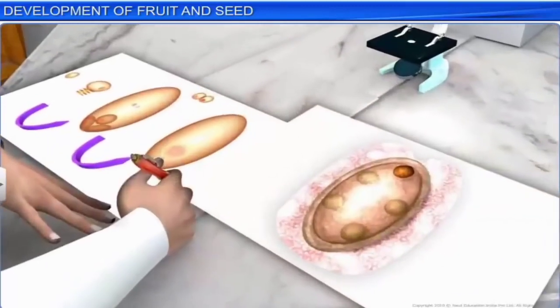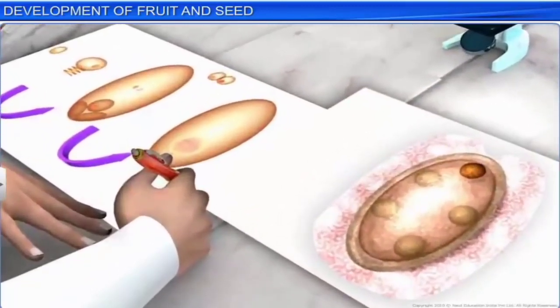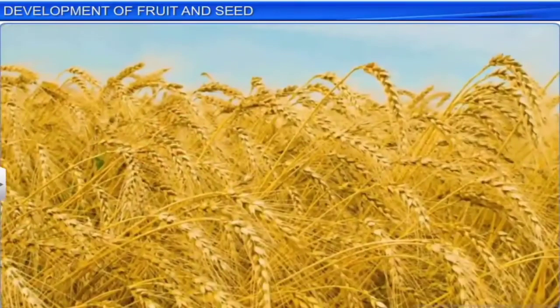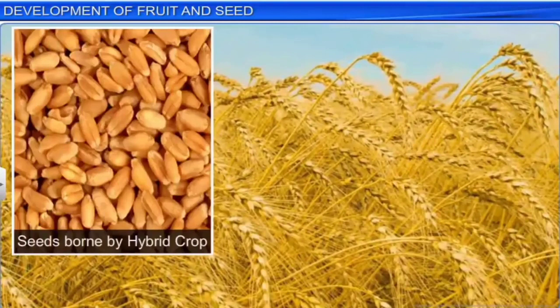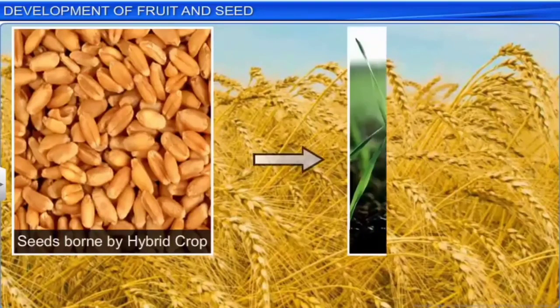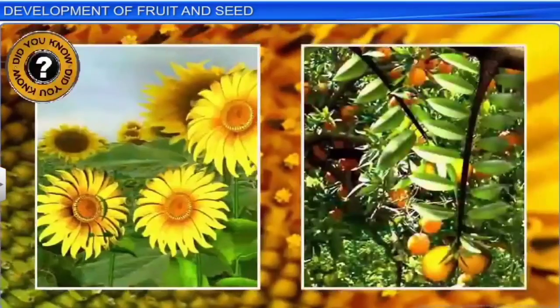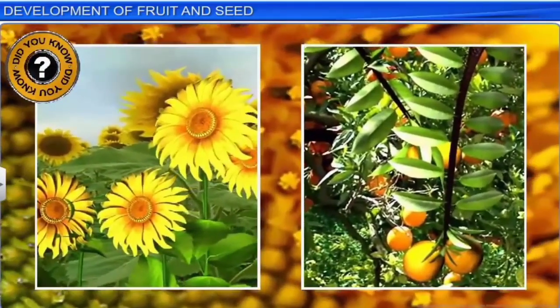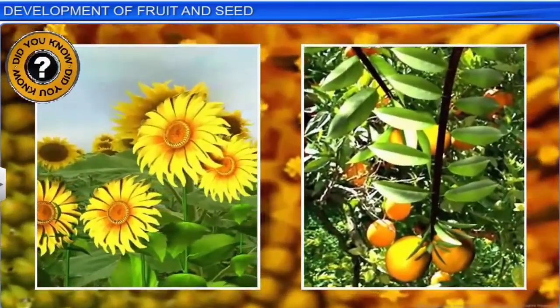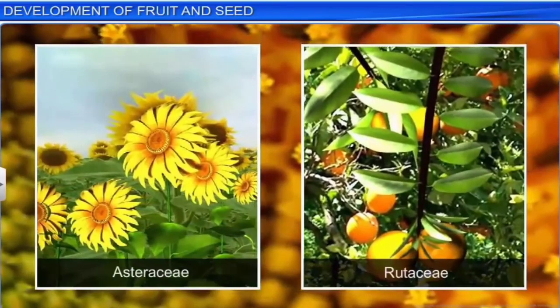Botanists believe that converting hybrid crops into apomixes will prevent the segregation of characters in seeds produced by hybrid crops, and thereby eliminate the need to purchase hybrid seeds every year, as the seedlings produced by the apomixes will resemble their parents genetically. Did you know that plants such as grasses and those belonging to the family Asteraceae and Rutaceae are common examples of apomixes?